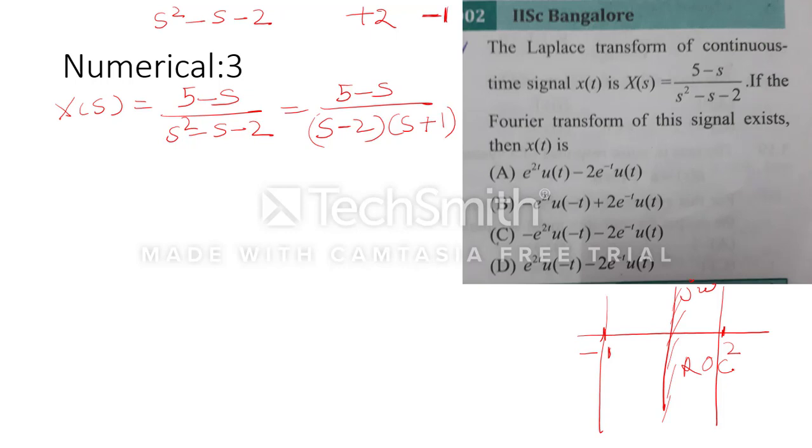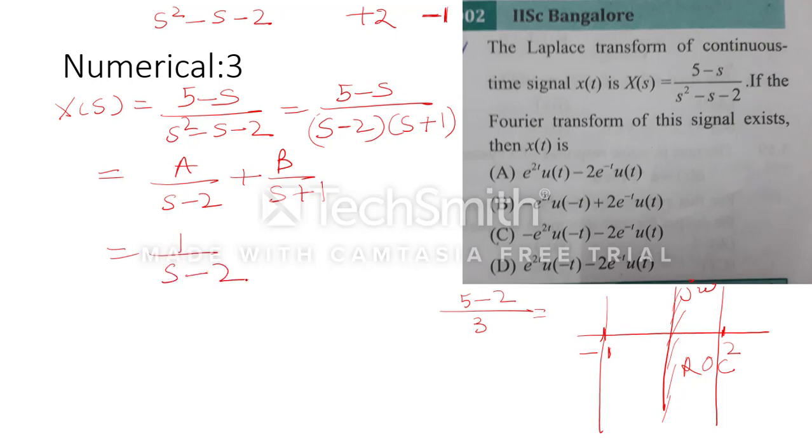So if we take the partial fraction, it will become A upon (s minus 2) plus B upon (s plus 1). When we put s equal to 2, it will become 5 minus 2, and 2 plus 1 is 3, so it becomes 3 by 3, that is 1 upon (s minus 2). And when we put s equal to minus 1, it will become 5 plus 1, and in the denominator minus 1 minus 2, so it becomes 6 by minus 3, that is minus 2. So it becomes minus 2 upon (s plus 1), right?